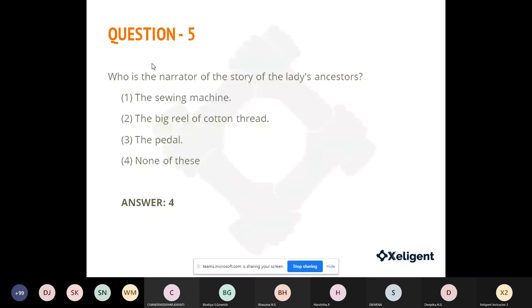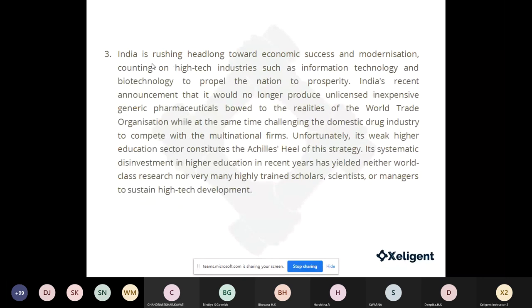Now, this is the third passage. If you have any doubts in the previous passage, you can ask me. If you want me to explain something, then you can tell me, and I'll go back and explain again. If not, you can continue reading this passage. You can even take a snap of this and read it.